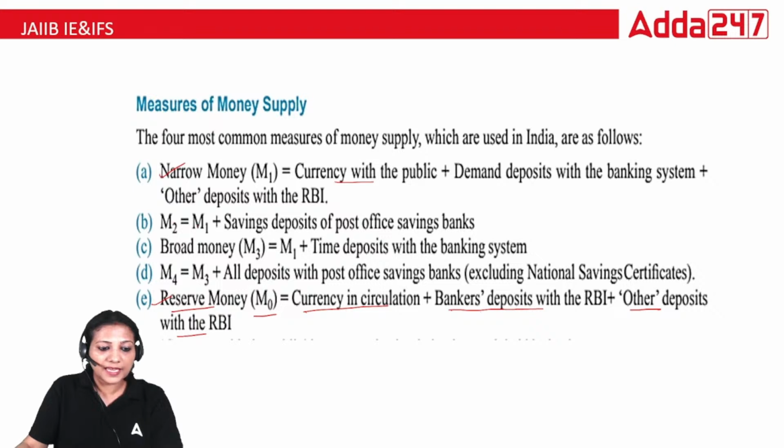M2 is M1 plus saving deposits of post office. So M2 will add up saving deposit of post office savings banks, and in broad money M3 it includes M1 plus time deposit of the banking system. So this is broad money, and M4 is M3, which is broad money plus all deposit with Post Office Savings Bank, excluding NSC, National Savings Certificate. So these are the definitions which are given for money supply.